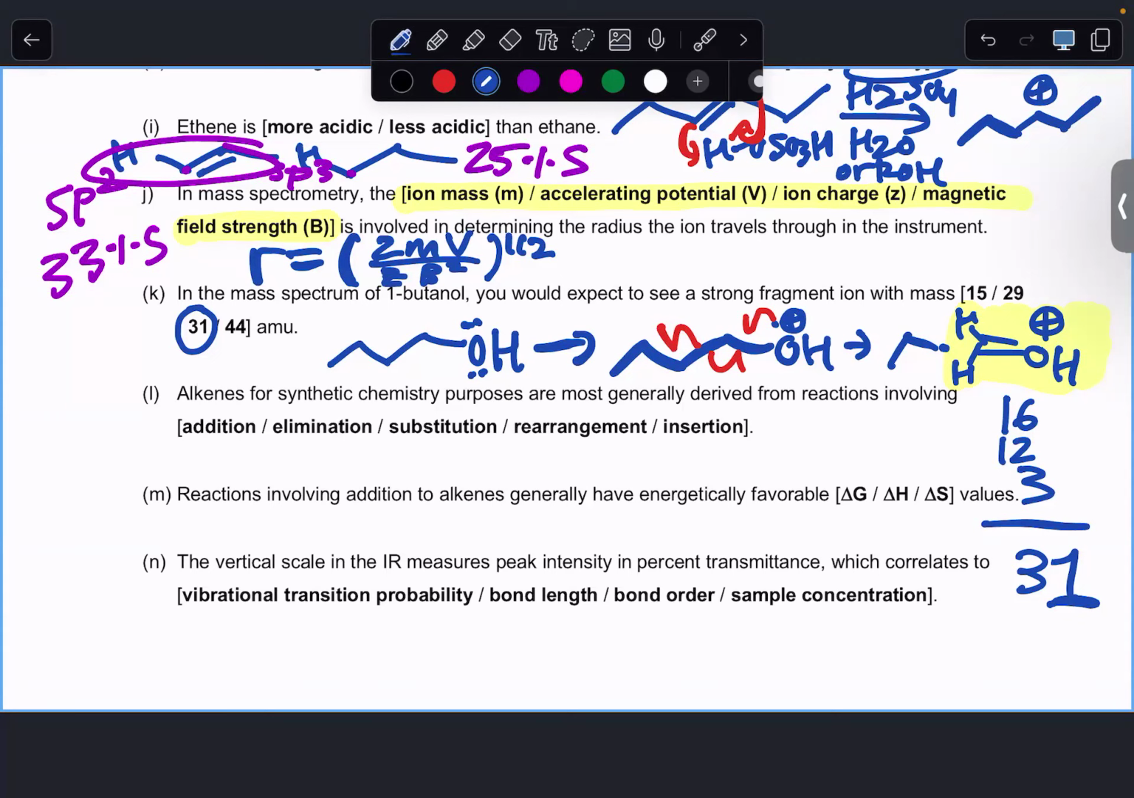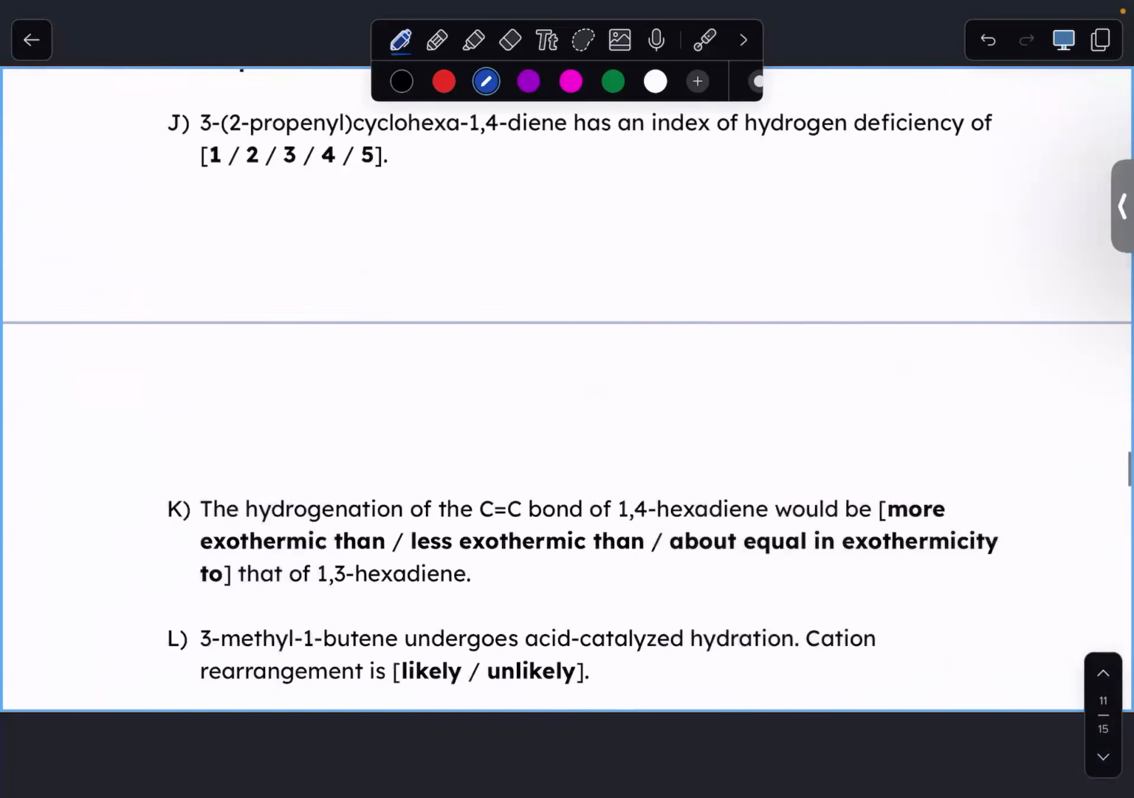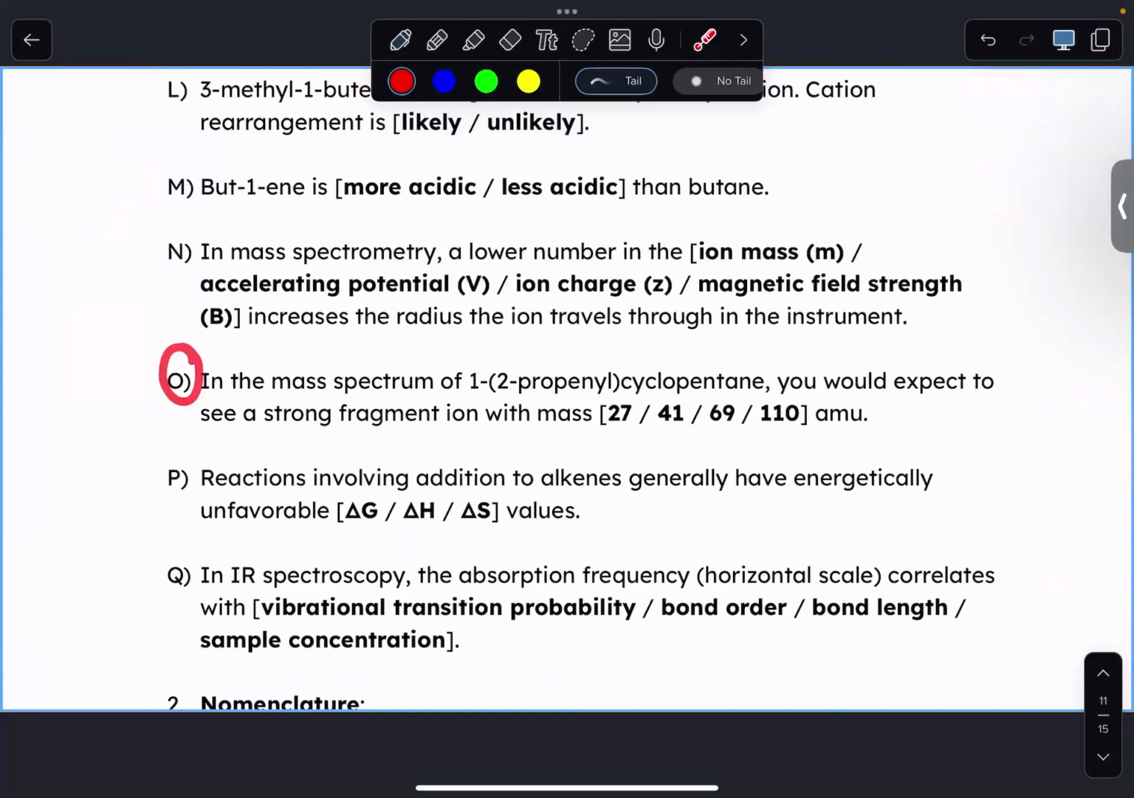Okay. Let's do another mass spec problem, which is on the supplement down here, which is part O, letter O. Try this one, and I'll walk around.